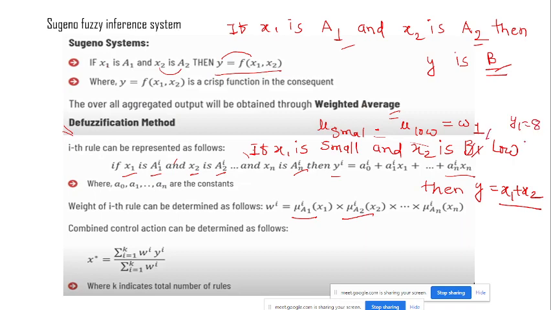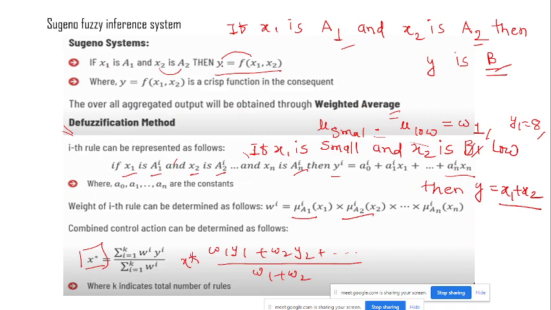You are finding the weights, you are finding the values of y1, and finally x star, that is the defuzzified value. It is equal to the summation of all wi yi, like w1 y1 plus w2 y2 and so on, divided by the sum of all the weights, that is w1 plus w2 and so on. You are just finding the sum of all the weights. Okay, so this gives me the value x star.